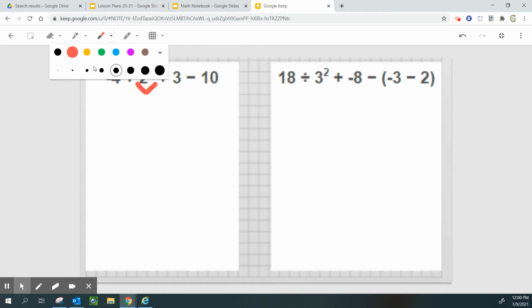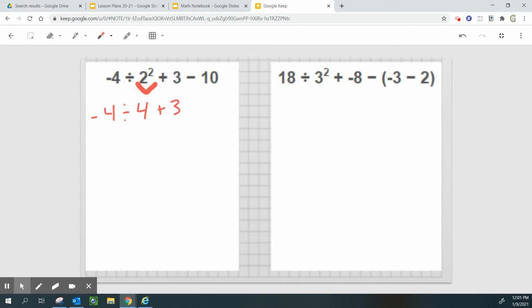Okay. And so then I'm going to write everything that's already here. But instead of 2 to the second power, the exponent there, I'm going to write its answer. So we didn't do anything with -4, so I still write -4. Divide by, still got that. Then 2 squared means 2 times 2, which is 4. And then I still have +3, and I still have -10. Those things didn't change.